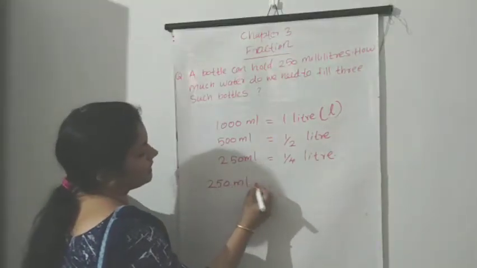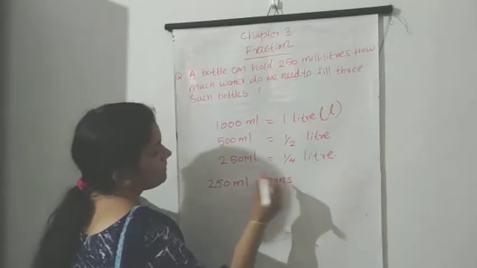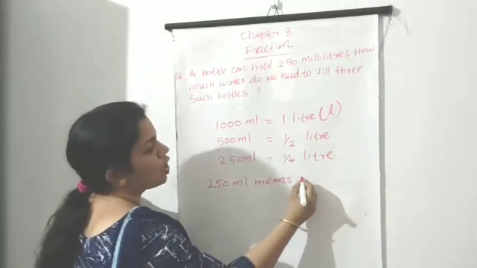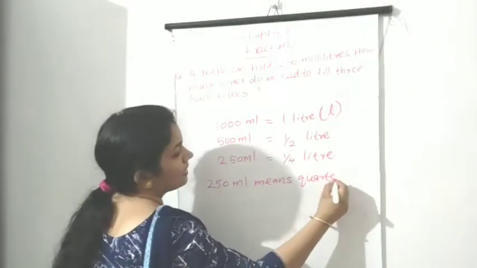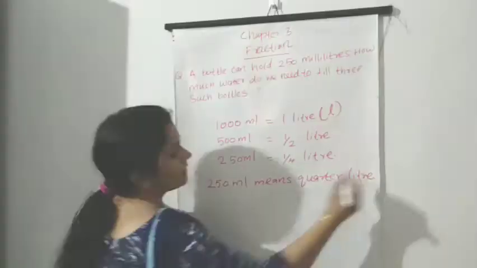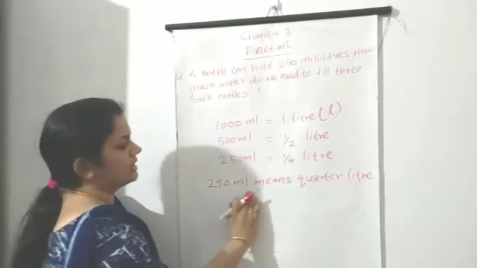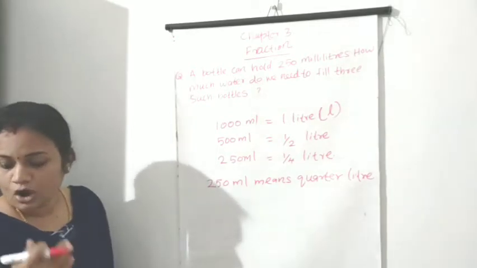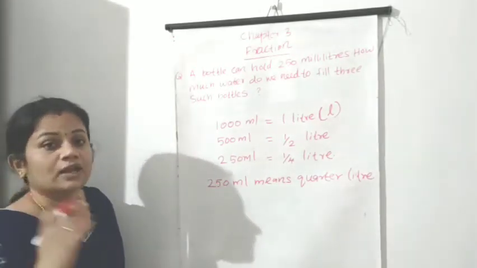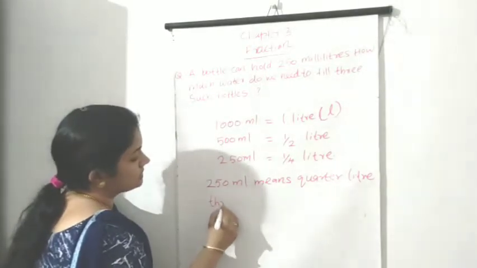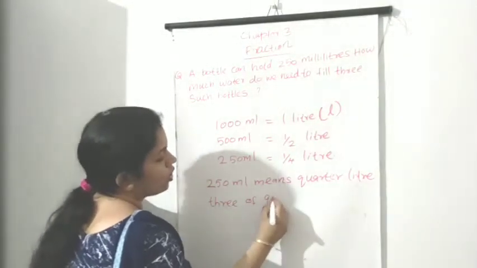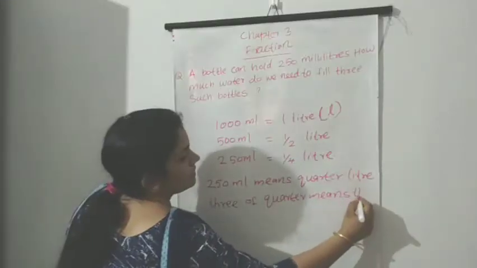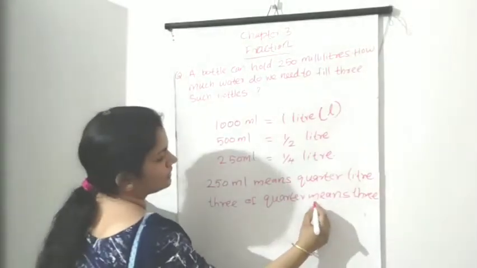250 milliliter means quarter liter. Understood? 250 milliliter means quarter liter. So we can write 3 of quarter means 3 quarter. What is 3 of quarter means? 3 quarter.